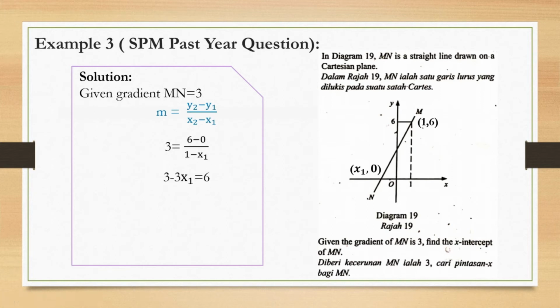3 minus 3x1 will equal to 6. 3x1 will equal to negative 3, and then x1 will equal to negative 1. Okay, so now we know x1 is equal to negative 1. So the answer: the x-intercept of MN is equal to negative 1.